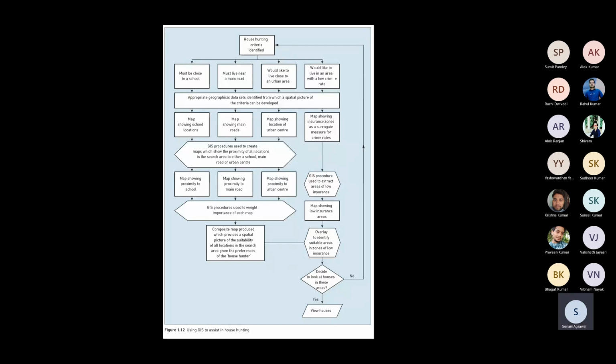A GIS procedure is used to weigh the importance of each map. Then a composite map is produced, which provides a spatial picture of the suitability of all locations in the search area given the preference of the house hunter. And then finally, they overlay all the zones and have to decide whether to look at houses in this area. If yes, then house hunting is done. If no, then they will again go for the criteria analysis. So yes, it is the same thing, but in a lot more detail.